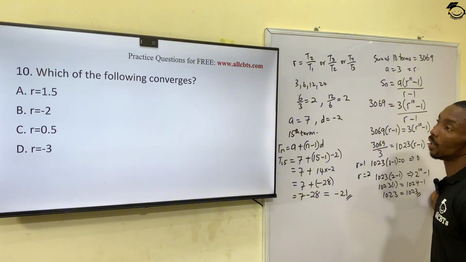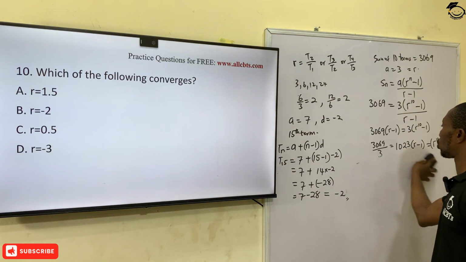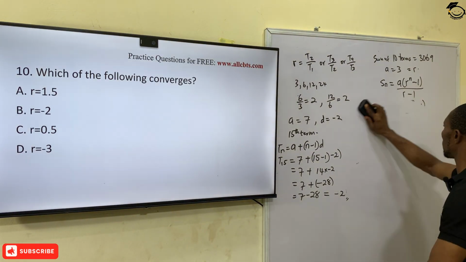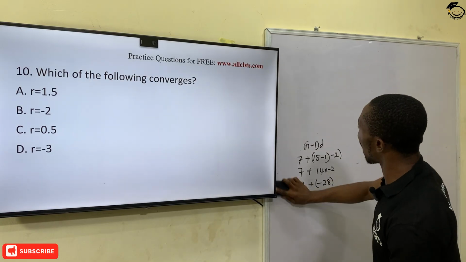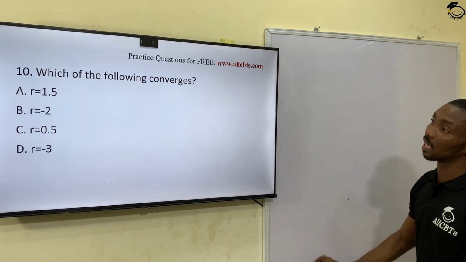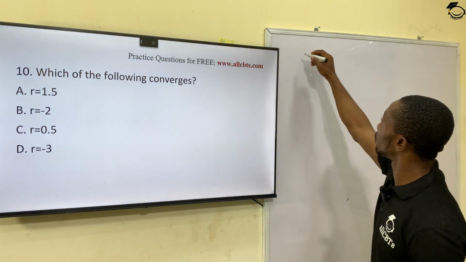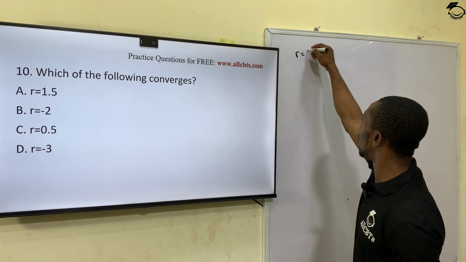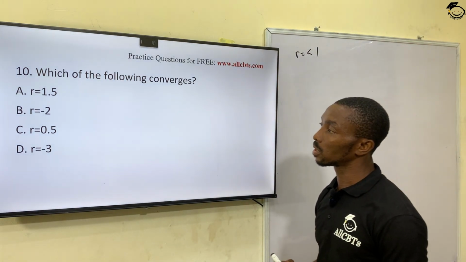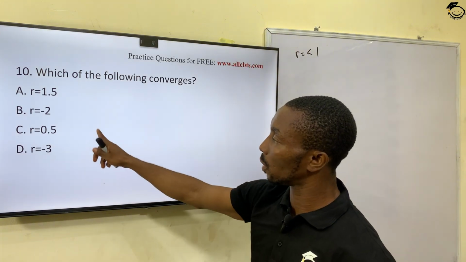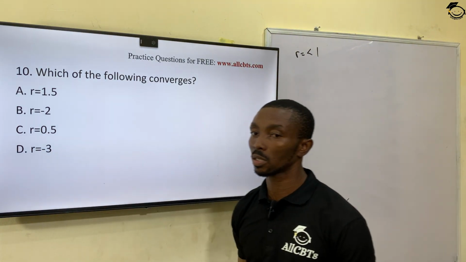Which of the following converges? Now, when we talk about a convergent sequence, the characteristic of a sequence that converges is that its common ratio is less than 1. Now, among all these, our common ratio that is less than 1 is 0.5.